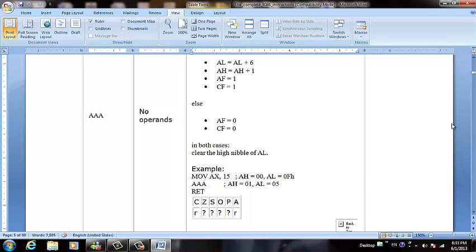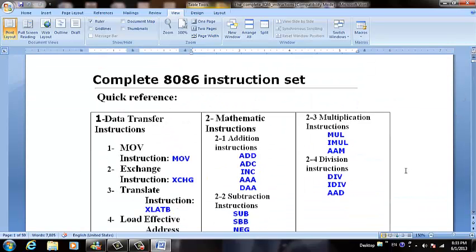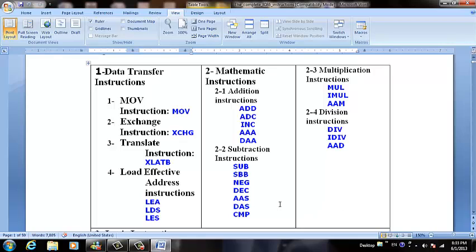Let's go back to the second group, which is subtraction. That will include subtract, subtract with borrow, negate, decrement, ASCII adjust for subtraction, decimal adjust for subtraction, and compare.